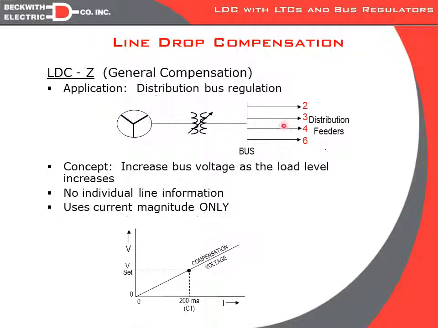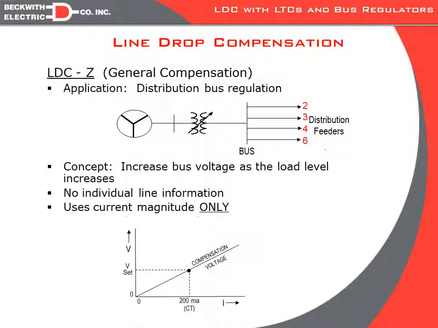So each of these feeders is going to have different loading and different impedances, and therefore if we were to calculate, they would have different load centers, and we would be calculating different RX values for each circuit. The problem is the regulating device is regulating all circuits simultaneously, so what do we do? Well, one approach would be the Z method.